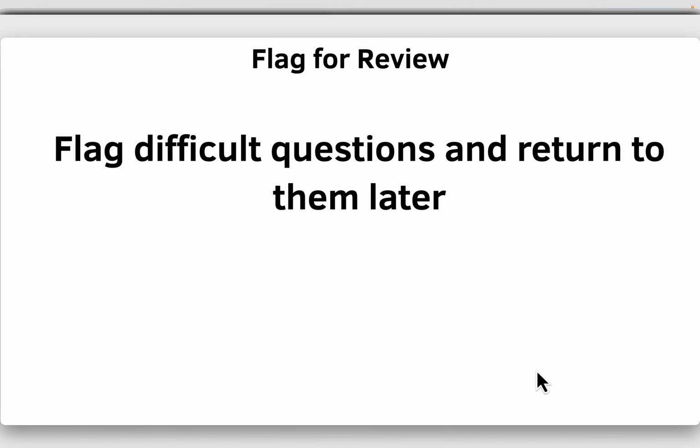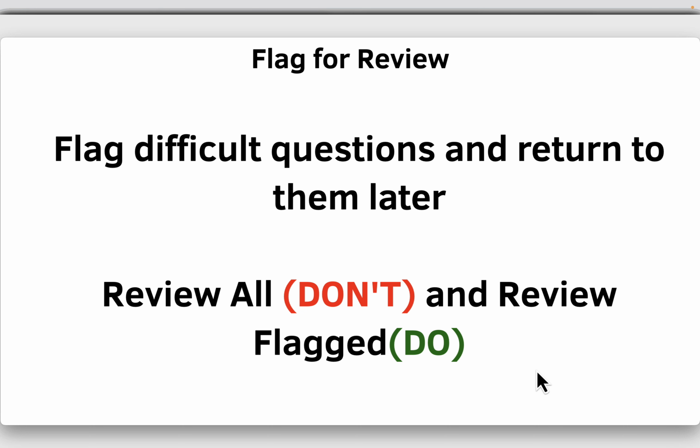Okay, next is flag for review. So make sure you flag difficult questions and return to them later. And when you return to them later, there are 2 options. On every question, on the top right, there will be a flag for review button with a flag symbol or icon. If you are not sure, make sure you click that. And once you have finished, for example, all the 65 or 75 questions, you will be taken to a screen where there will be 2 buttons: review all, probably on the left side, and review flagged on the right side. So do not click review all, make sure you click review flagged, and that will just take you to the questions which you have marked for review later.